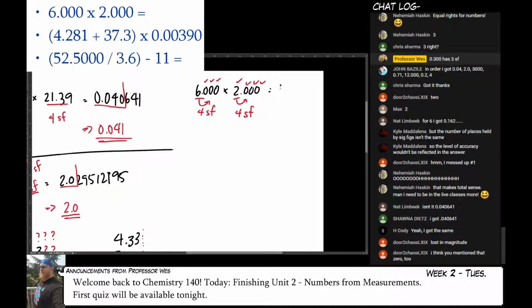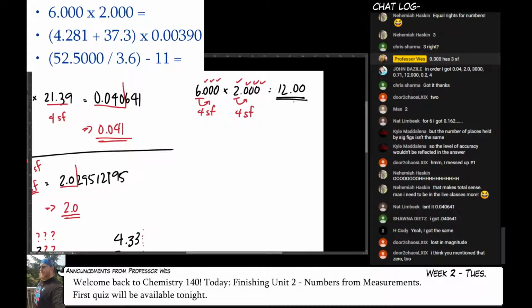So if I type this in the calculator, I get 12. But I need more sig figs because I know more. I know up to 4. So I'm going to go 3, 4. And that would be the number I write down for that problem.